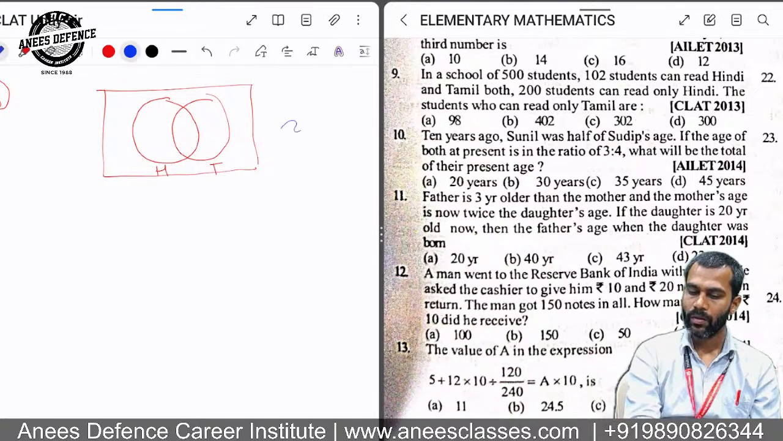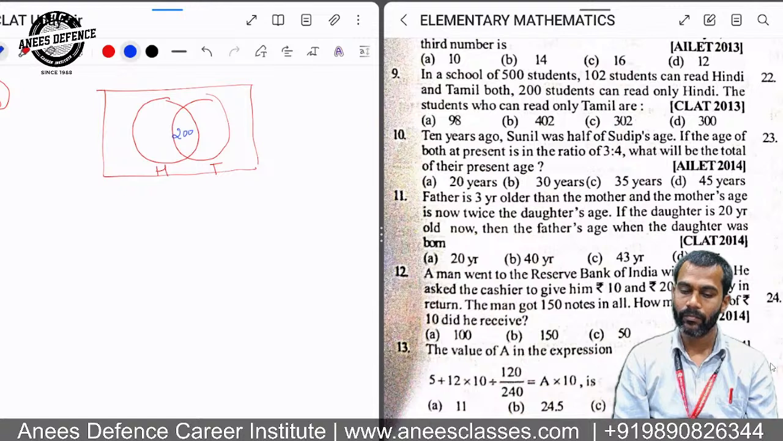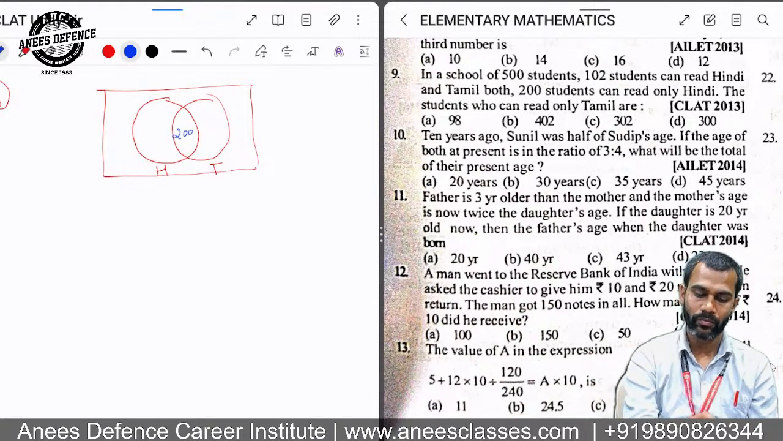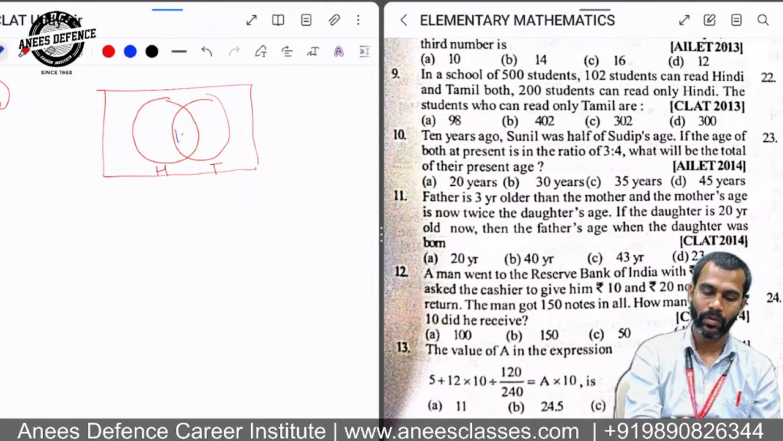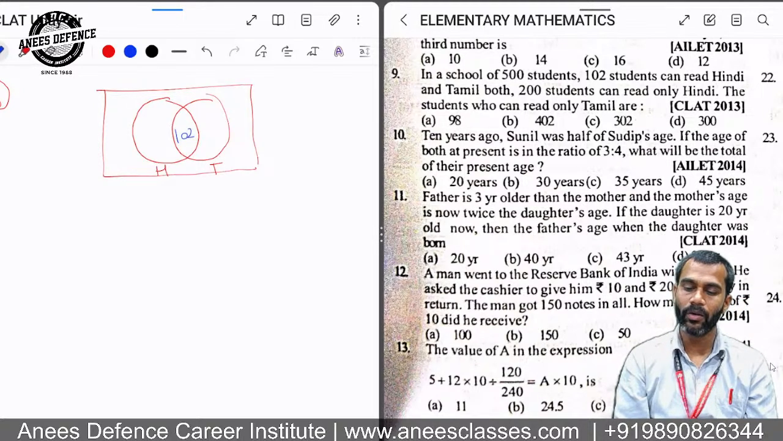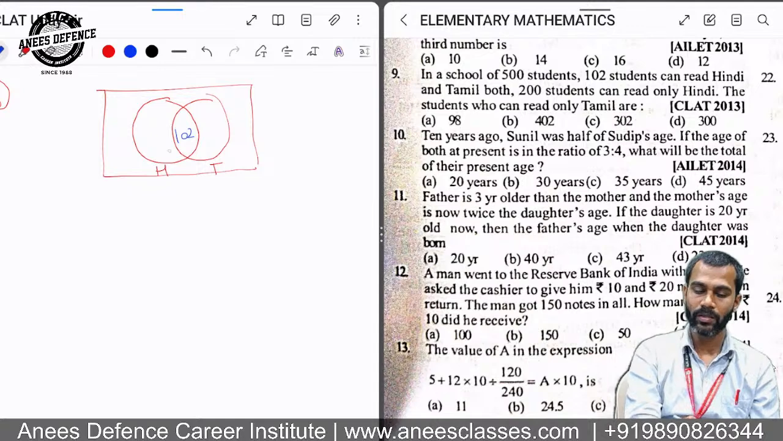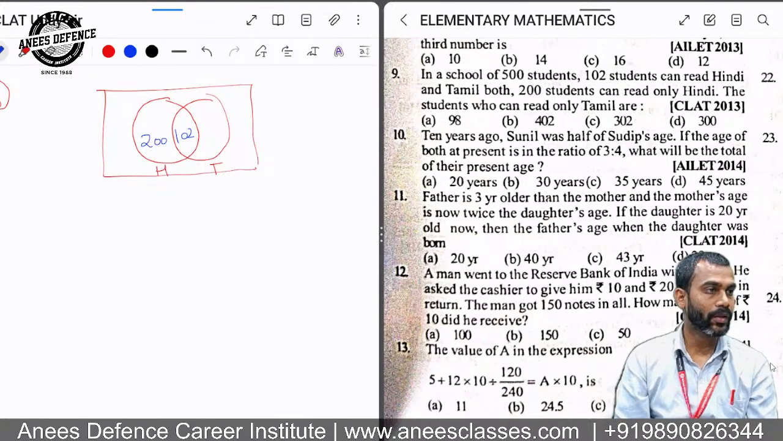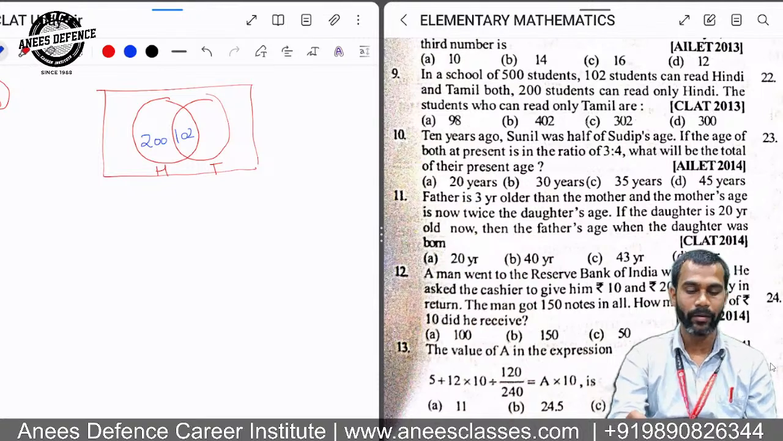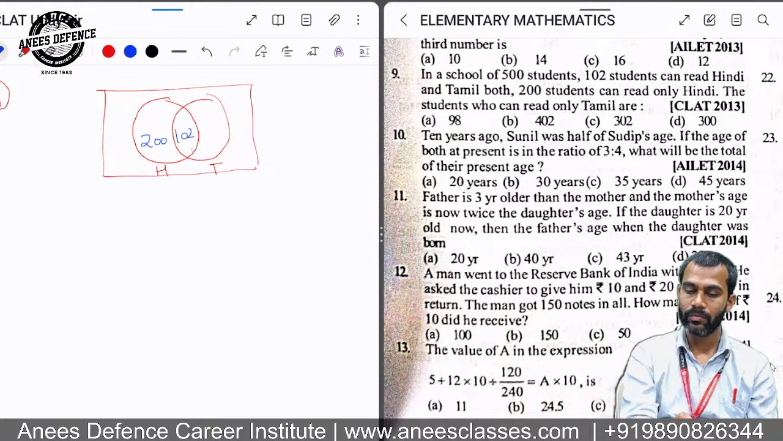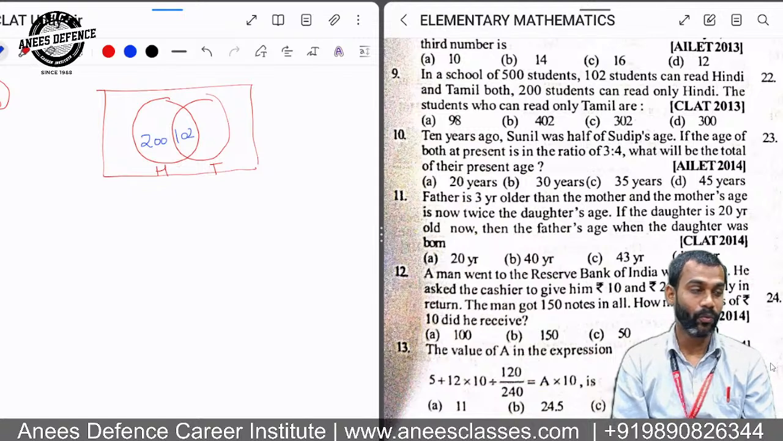So how many students are there who speak both the languages? 102. Yes or no? And 200 students can read only Hindi. So it means here 200 is going to come. And now we are supposed to find out the students who can read only Tamil. It will be 200 minus 102? No, the only.